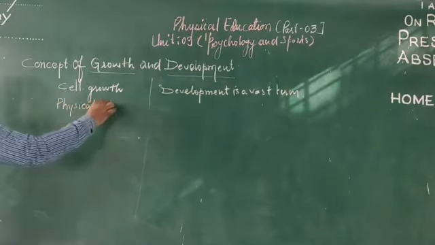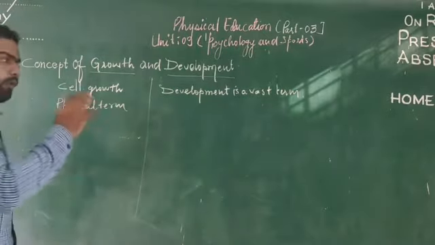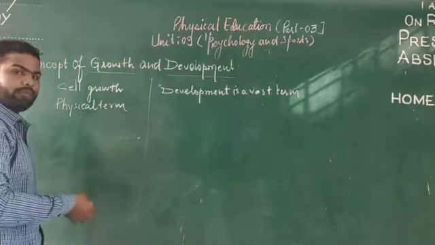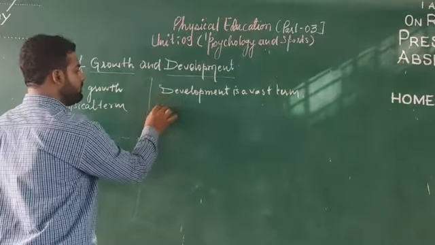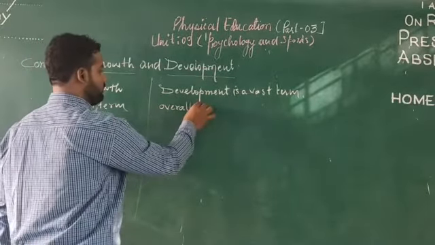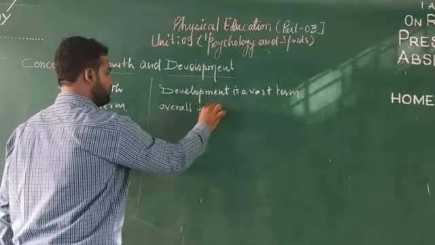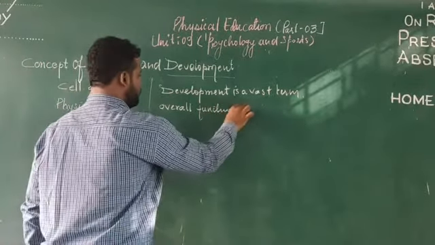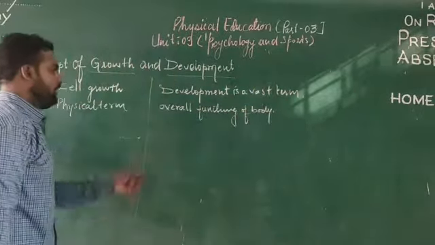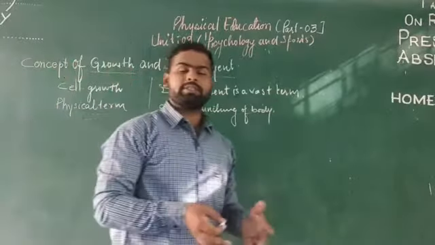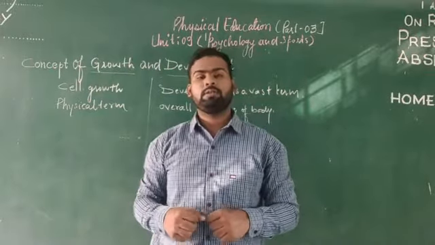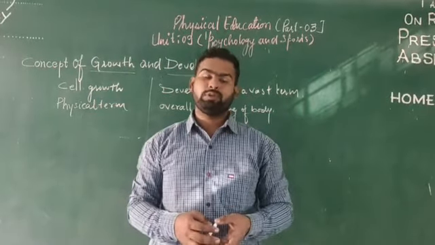It's a physical term. It means it is related to the increase in size of the body, shape of the body, etc. When talking about development, it's the overall functioning of the body. Development means it is related to the development of the mind, the development of thought processes. Development is also basically meant for the overall functioning of the body.